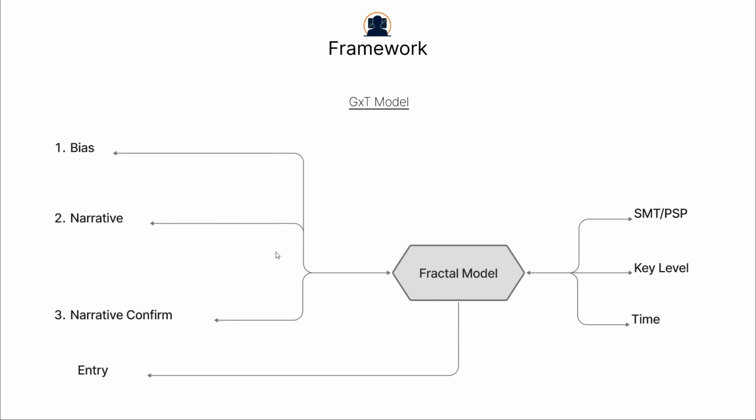So let's start with the framework of this GxT model. The GxT model has three key components, and like every other model, we need bias, we need narrative, and we need to confirm that narrative before we can get to our entry.